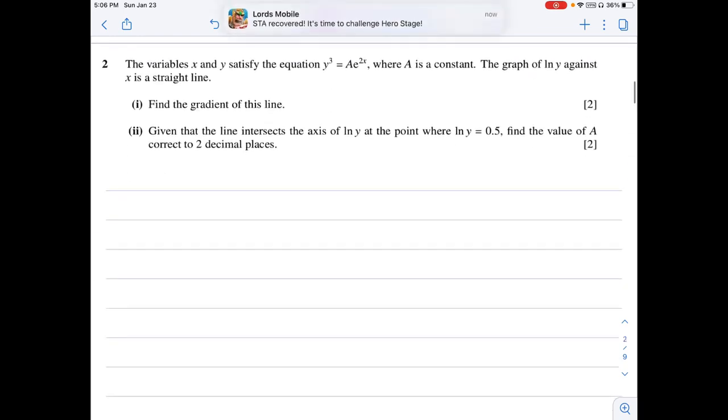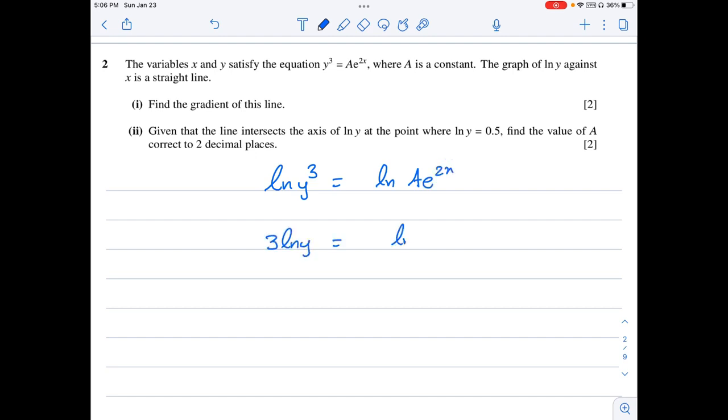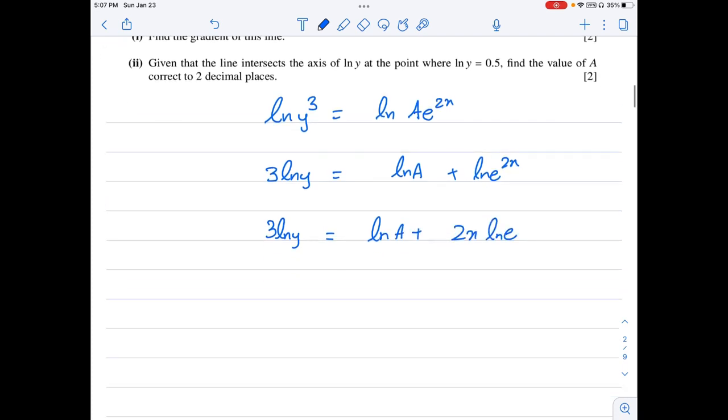Coming to question number 2, the variables x and y satisfy the equation y cube is equal to a e to the power of 2x. The graph of ln y against x is a straight line. Find the gradient of this one. So I apply ln on both sides. Ln y cube is equal to ln a e to the power of 2x. 3 ln y is equal to ln a plus ln e to the power of 2x. So 3 ln y is equal to ln a plus 2x ln e. Ln e is 1. So from there I get 3 ln y is equal to 2x plus ln a.